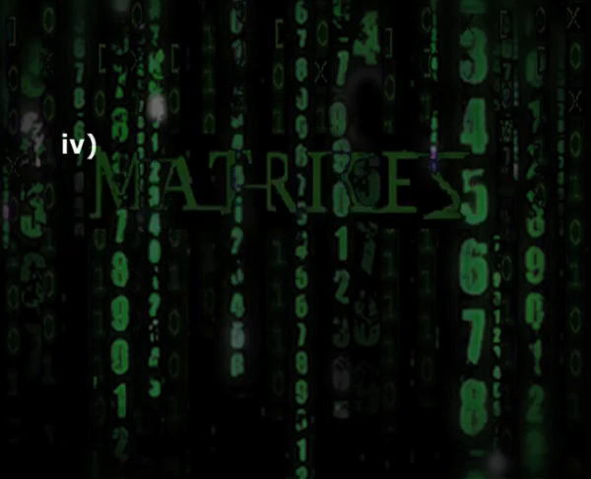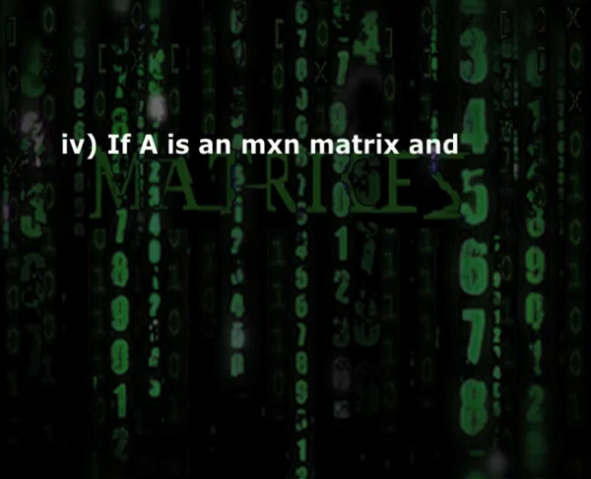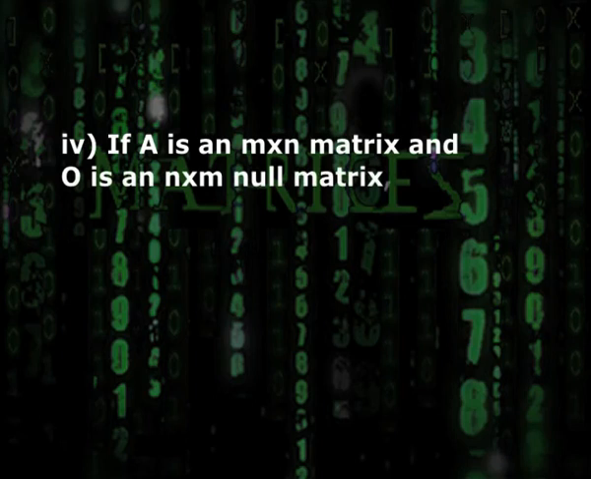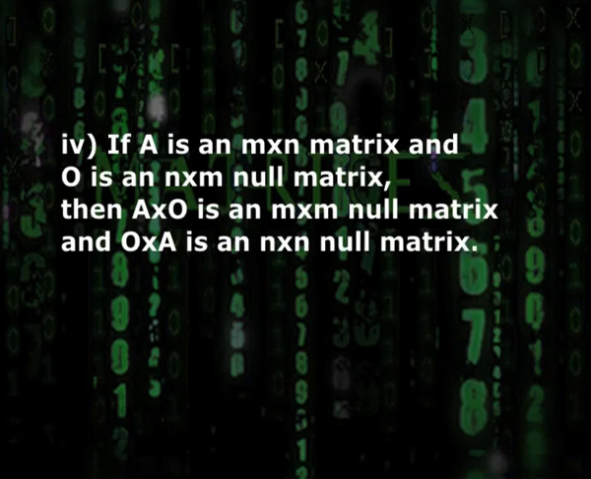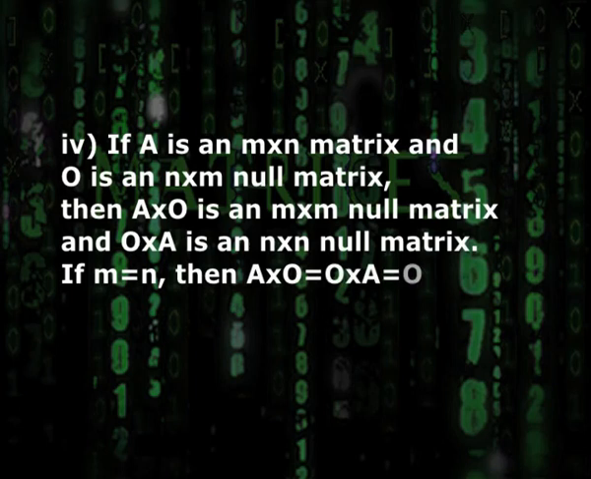The fourth property says that if A is an M by N matrix and O is an N by M null matrix, then A into O is an M by M null matrix and O into A is an N by N null matrix. If M is equal to N, then A into O equals O into A, which is ultimately equal to O, where O is an N by N null matrix.